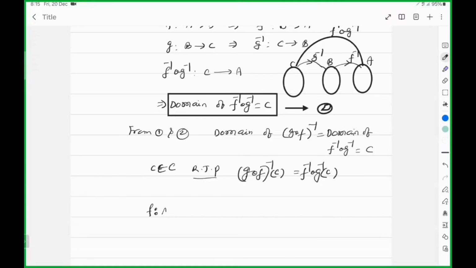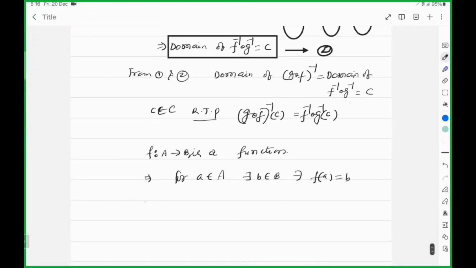F maps from A to B and is a function. Bijective function means obviously a function. This implies for a belongs to A, every element will have a match such that f of a is b, which implies a is equal to f inverse of b. It is very important. You cannot write always, since f is bijective, inverse exists. If inverse does not exist, then we cannot write.